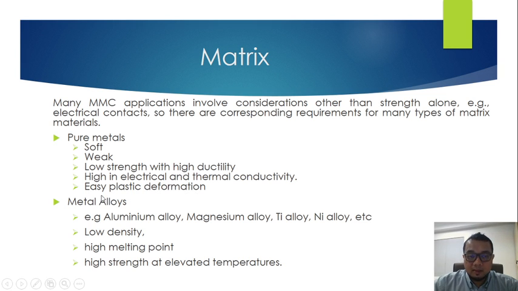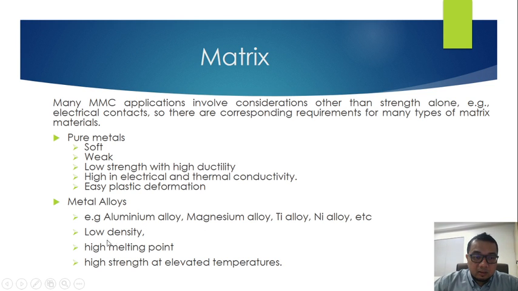Plastic deformation. Yang ni, as a material engineer, you must know what is elastic deformation, what is plastic deformation dan seterusnya. Apa itu yang dikatakan dengan ductility? Apa itu yang dikatakan dengan fragile? So, you as material engineer, you must know what is ductility and so on. So, for metal alloy, example, aluminium alloy, magnesium alloy, titanium alloy, nickel alloy, etc.